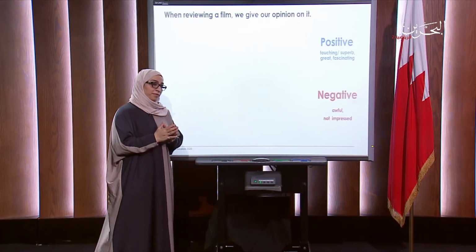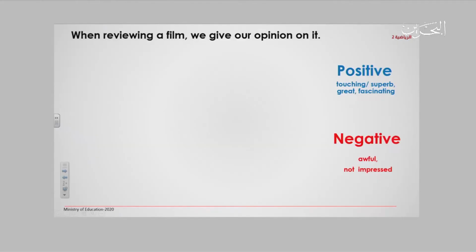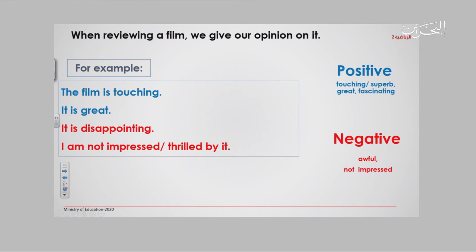Now, when reviewing a film, we give our opinion, positive or negative. In which paragraph? Yes, the last paragraph. I'll give you some examples. For the positive opinion, the film is touching, or it's great, or it's a great film. Negative, it's disappointing, means you didn't like it. Second example, I'm not impressed, or I'm not thrilled by it.